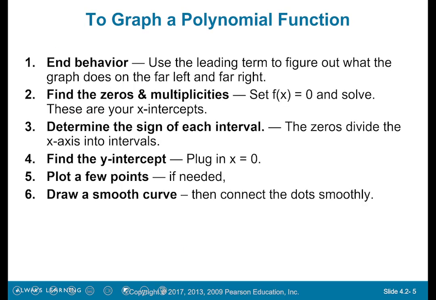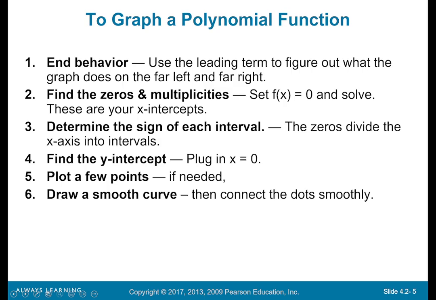Now we want to get used to actually graphing the polynomial functions themselves. So we're going to go through this 6-step process, and we're going to do 2 examples so you can see how it's done. The first step is to always look at the end behavior. Now, we covered this in lecture 4.1, where we talked about using the leading term to figure out what the graph does at its ends. So what happens on the left side of the graph and the far right side of the graph. This is where we're thinking about, is my leading coefficient positive or negative, and is my degree even or odd?